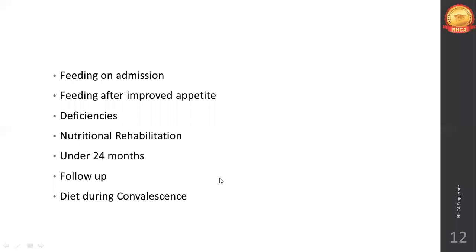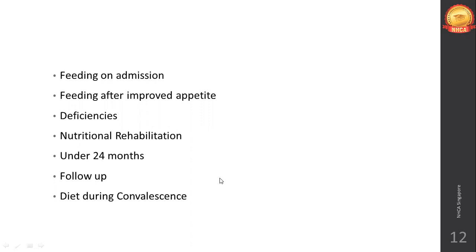What you have to keep in mind here is that you can give the child foods like idlis, rice, chapatis, and slowly increase the quantity. The first day the child came back home, you can give 1 idli. Second day you can give 2 idlis. So slowly you can increase the quantity of the food that you give.